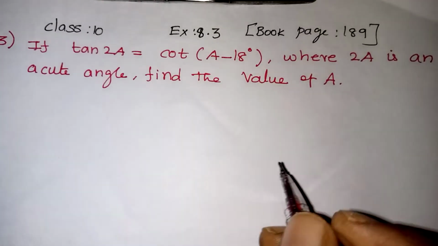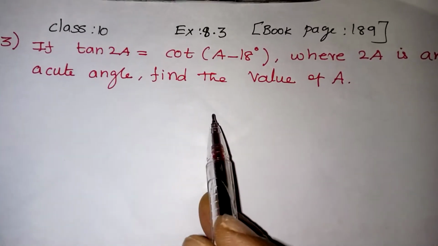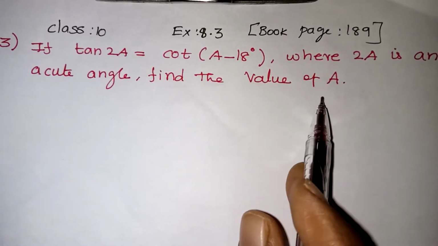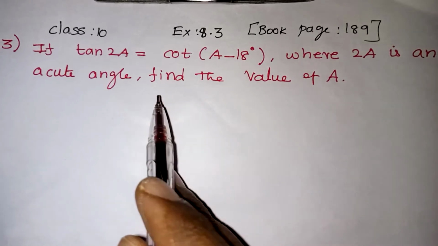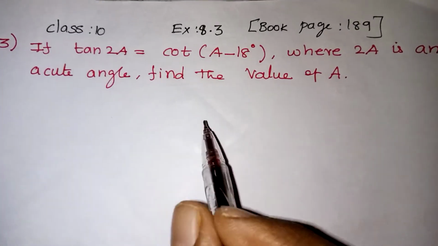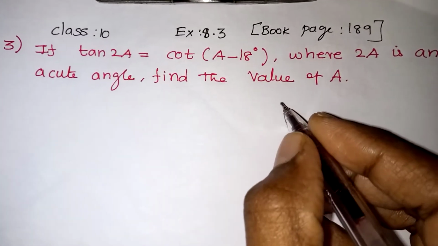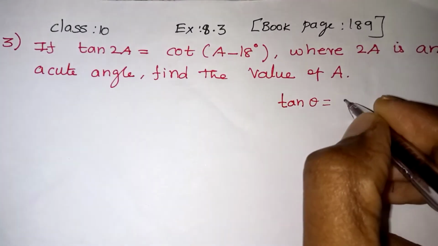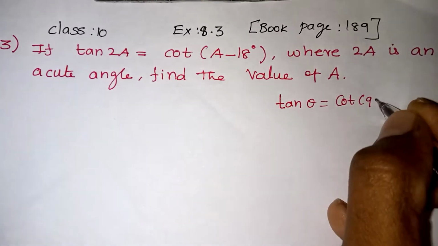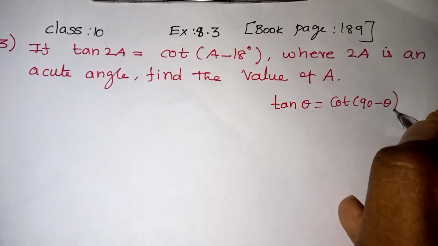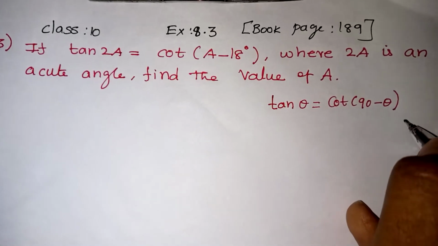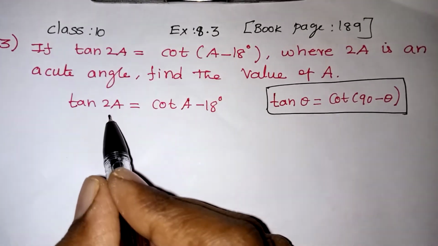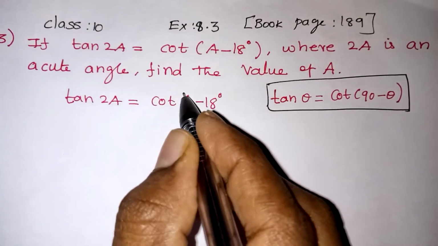Hi students, in this video we are going to learn exercise number 8.3 question number 3. Our question is, if tan 2a is equal to cot a minus 18 degrees, where 2a is an acute angle, find the value of a. So the question is about tan and cot. We have a complementary angles formula, that is tan theta can be written as cot 90 minus theta. The tan theta value and cot 90 minus theta value will always be equal because tan theta and cot theta are complementary angles. Here this is our given question, that is tan 2a is equal to cot a minus 18 degrees.